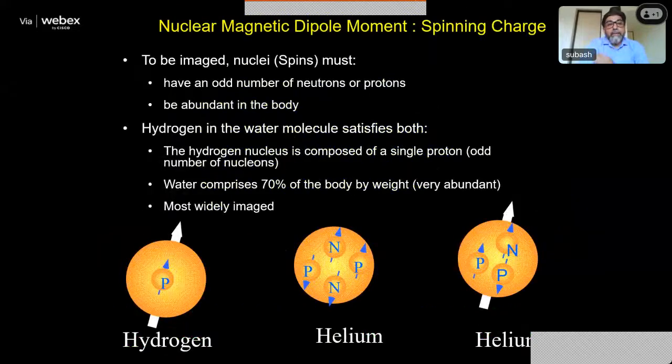To be NMR sensitive, or to be able to produce an image from any element, the element must have an odd number of neutrons or protons. I think you must be aware of this, and it should be abundant in the body. Hydrogen, because about 70% of our body weight is water, and water is H2O, so there is an abundance of hydrogen atoms in our body. So it is an excellent nucleus to be used for NMR experiments in diagnostic imaging.